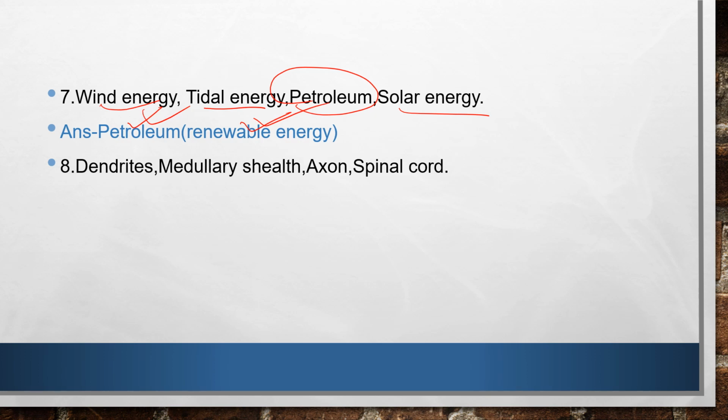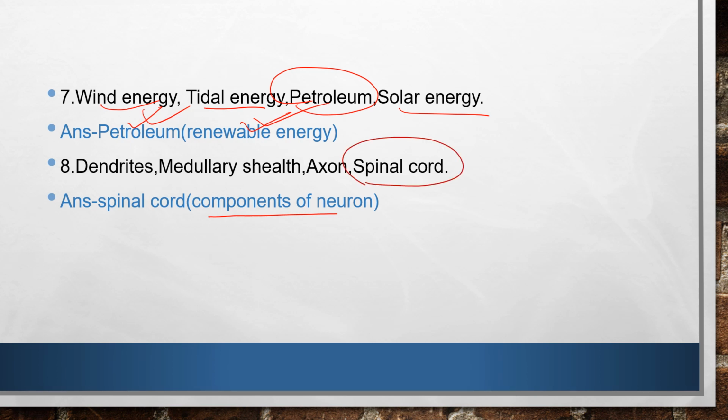Close your eyes, think for a while, try to write the answer first before I give you the answer. Now you get the answer: spinal cord, because the other three are the components of the neuron. So spinal cord only is not the component of the neuron. So spinal cord is the odd one out, and the other three are the components of the neuron.